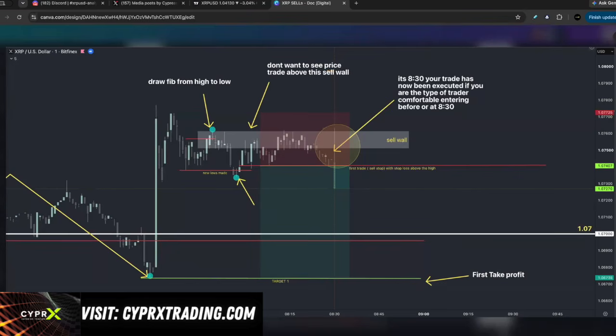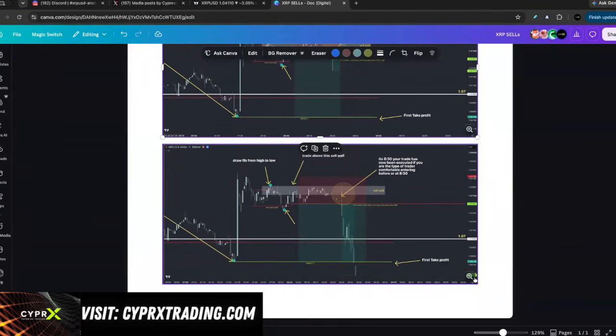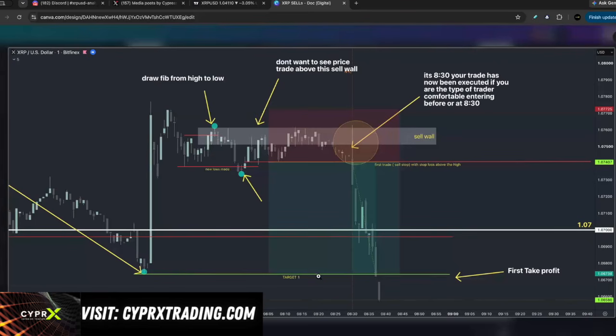For me, I hold my trade until my first take profit or until a new structure formation is broken or until my stop loss for the first position is taken out. So for me, I would have held this trade until the first take profit. Take profit 1 was executed.